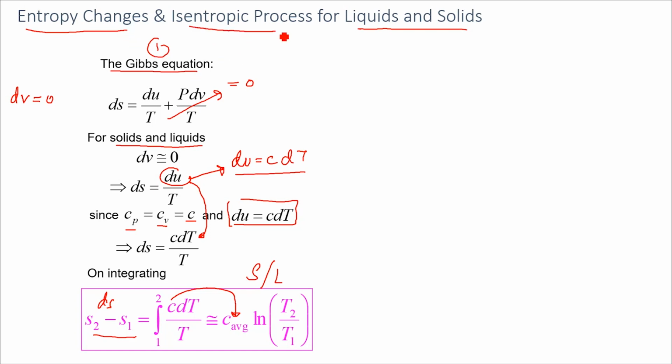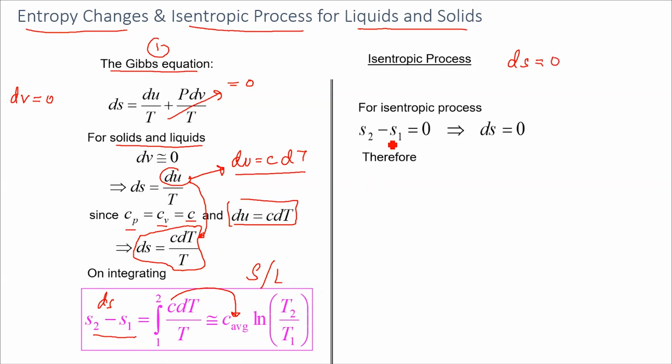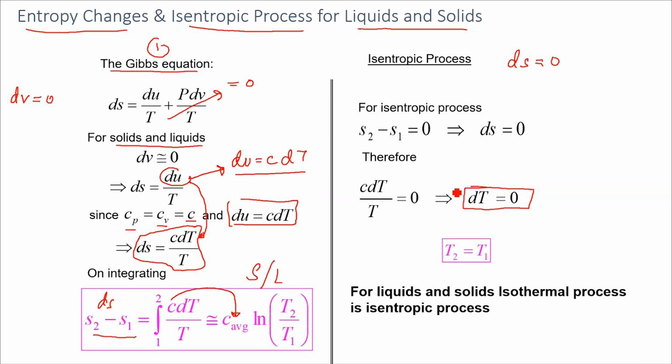The second thing is for an isentropic process. For an isentropic process, where you have this expression for solids and liquids, isentropic process means ds is essentially equal to 0. So that means C dT over T equals 0, which means dT is essentially equal to 0. This essentially means that for solids and liquids, an isothermal process is essentially an isentropic process. This is what you should remember.